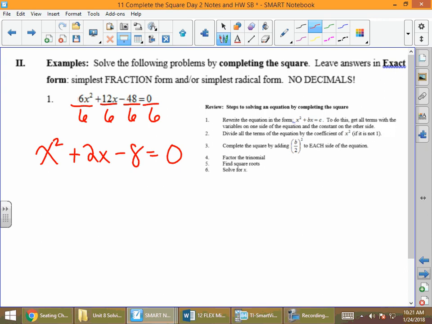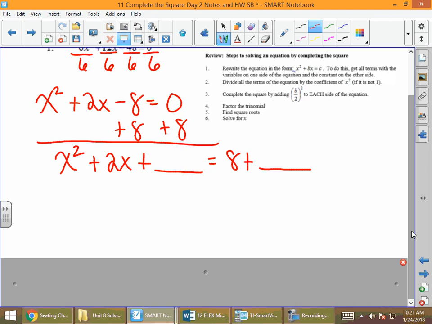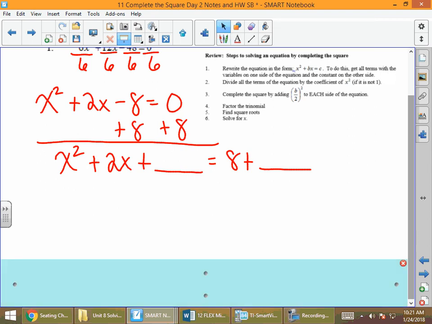Now we can complete the square, and all of the steps that we did in our previous notes are the same. Put the variables on one side, constants on the other. So we're going to add the 8 to both sides. When we do, we get x squared plus 2x plus something equals 8 plus something.